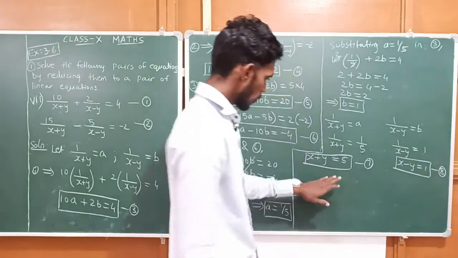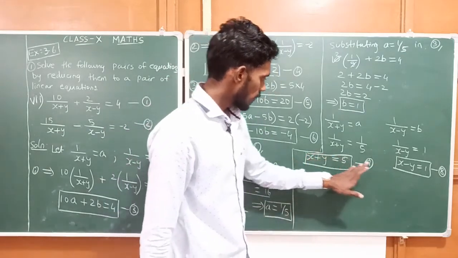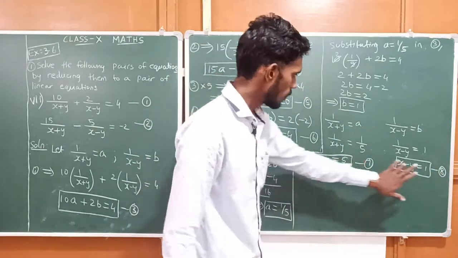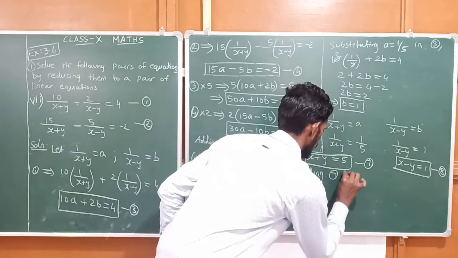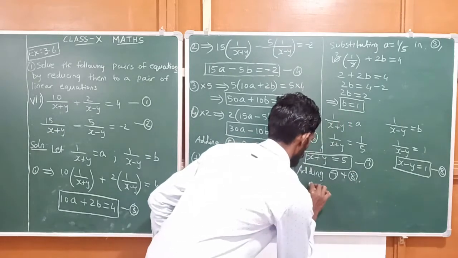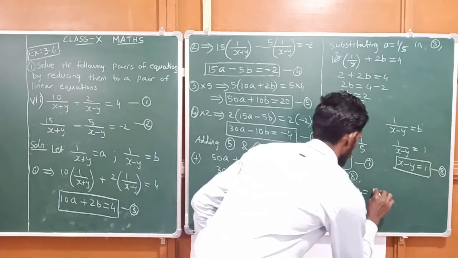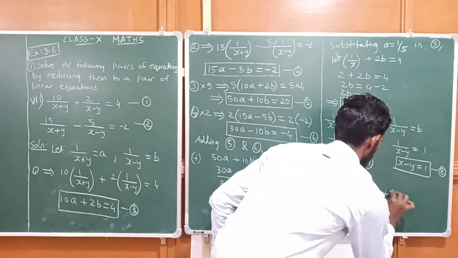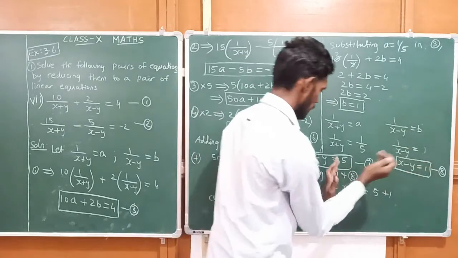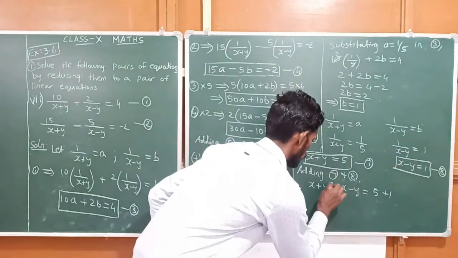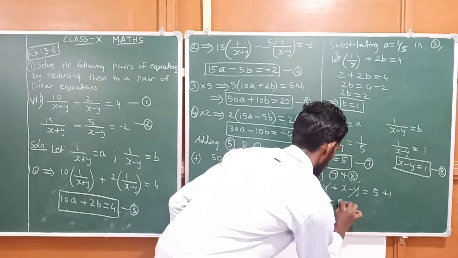Then again we are going to solve these two equations for obtaining the values of x. So if we just add the equations 7 and 8, the variable y will be eliminated. So I am going to add 7 and 8. So x plus y plus x minus y is equal to, then RHS 5 plus 1. I am adding LHS, that is x plus y plus x minus y, then RHS 5 plus 1. So this y and this y getting cancelled, 2x is equal to 5 plus 1, 6.